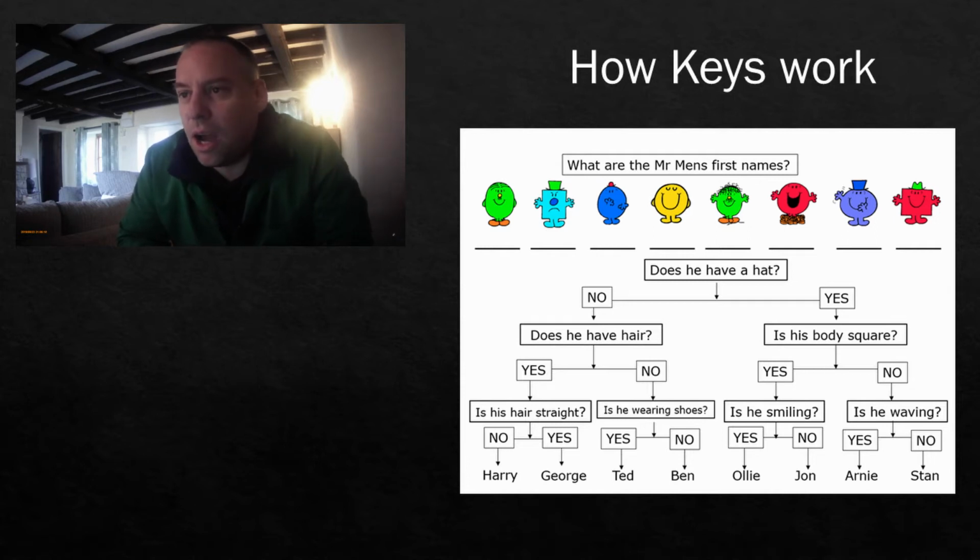So the green guy with the moustache and the straight hair, which was Mr. Fussy, he is going to be number 1. And you read down. In fact, I'm going to go through number 1 with you. So we'll go through. Does he have a hat? Well, number 1 there, no, he does not have a hat. Does he have hair? Well, yes, he has hair. So we go to the next question. Is his hair straight? Yes, it is. So that there is George Fussy.